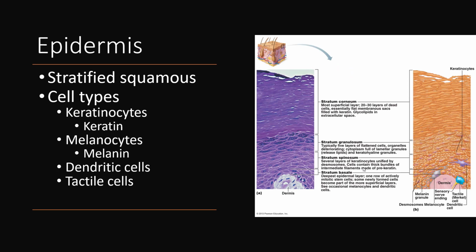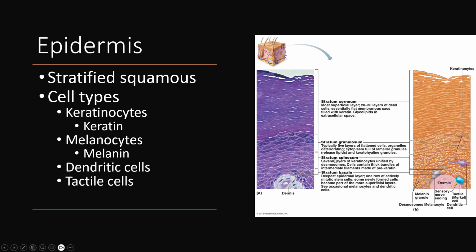So let's talk about the epidermis first. We will go through all of the skin layers, but let's talk first about the epidermis. The epidermis is stratified squamous epithelial tissue. So it's those many layers of flat cells. And there's a few different cell types there.